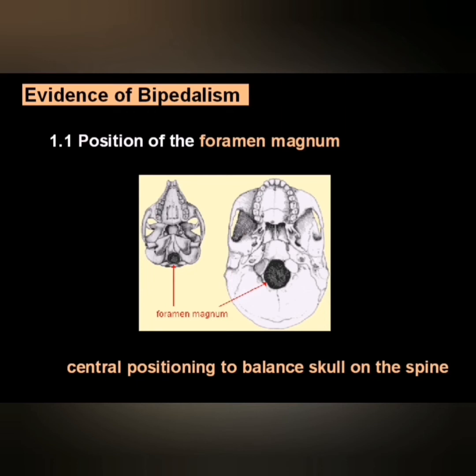If the foramen magnum is positioned centrally, like in the middle underneath the skull, we know that this organism was walking upright. When the foramen magnum is at the back of the skull, we know that this organism was walking on all fours or quadrupedal.